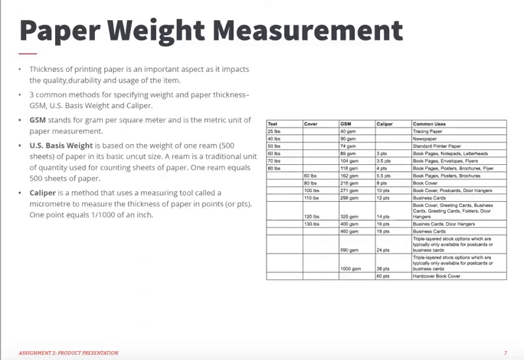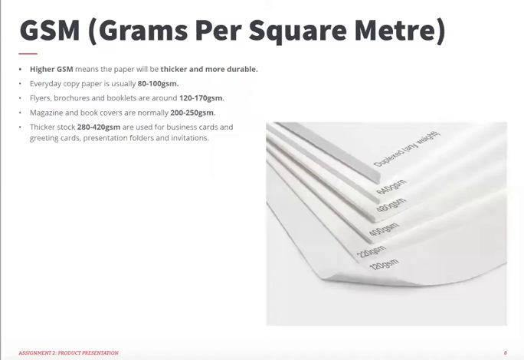Lastly, the caliper is a method that uses a measuring tool called a micrometer to measure the thickness of the paper in points. 1 point equals 1/1000th of an inch, and the measurements are commonly used to describe cardstock thickness. A few everyday uses of GSM thickness include everyday copy paper, which usually sits around 80 to 100 GSM. Flyers, brochures, and booklets are around 120 to 170 GSM. Magazine and book covers are normally 200 to 250 GSM.